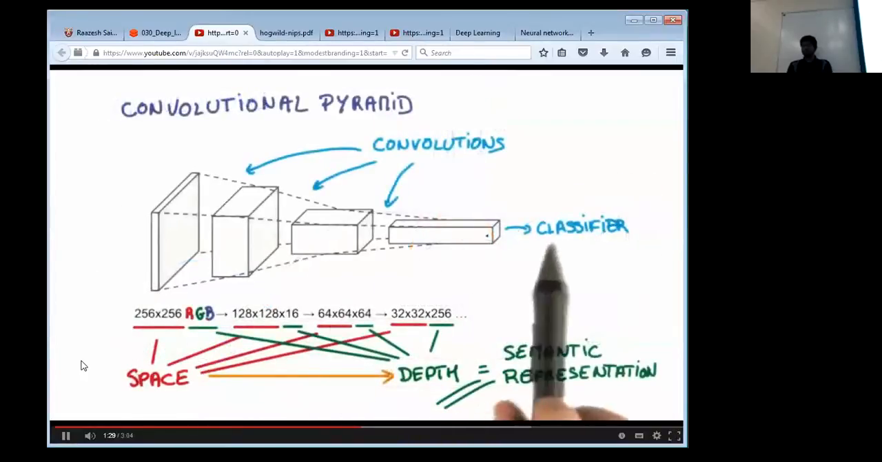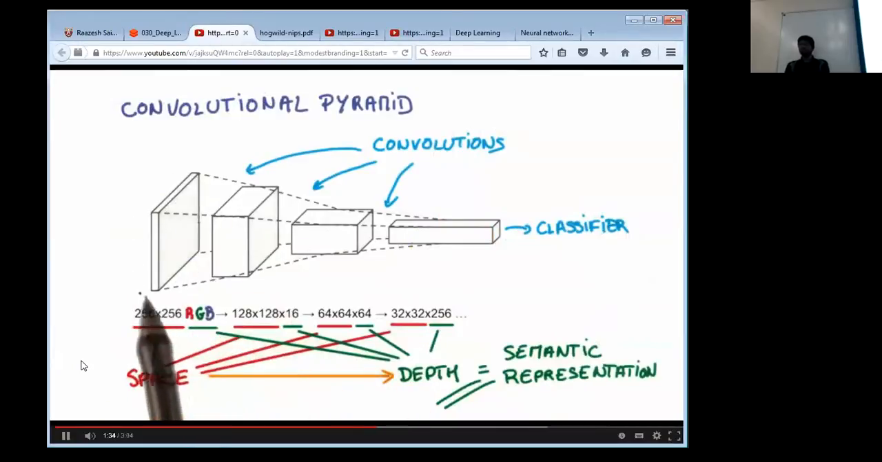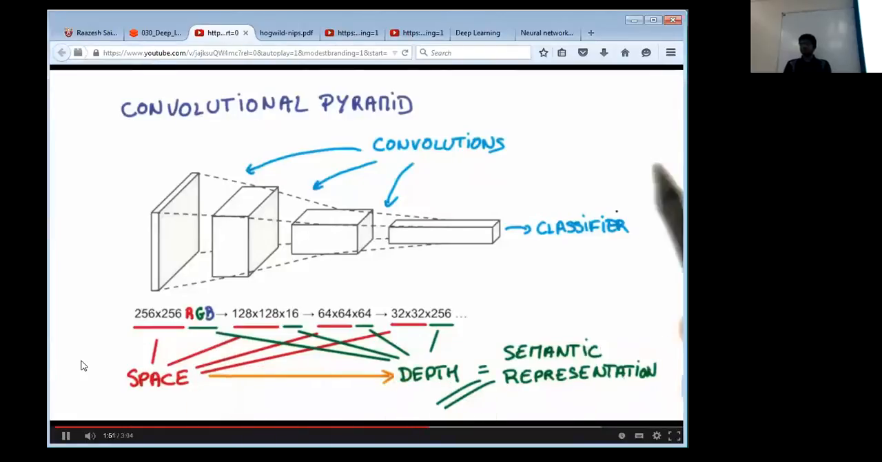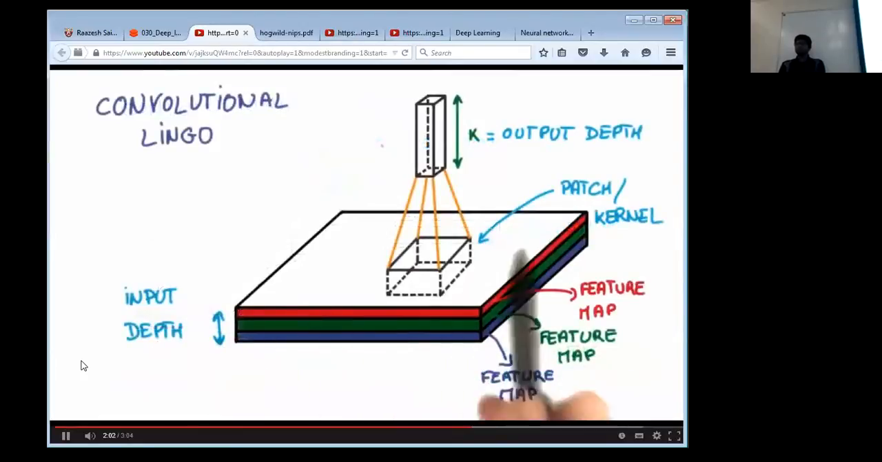The general idea is that they will form a pyramid. At the bottom, you have this big image that's very shallow, just R, G, and B. You're going to apply convolutions that are going to progressively squeeze the spatial dimensions while increasing the depth, which corresponds roughly to the semantic complexity of your representation. At the top, you can put your classifier. You have a representation where all the spatial information has been squeezed out and only parameters that map to content of the image remain. So that's the general idea.